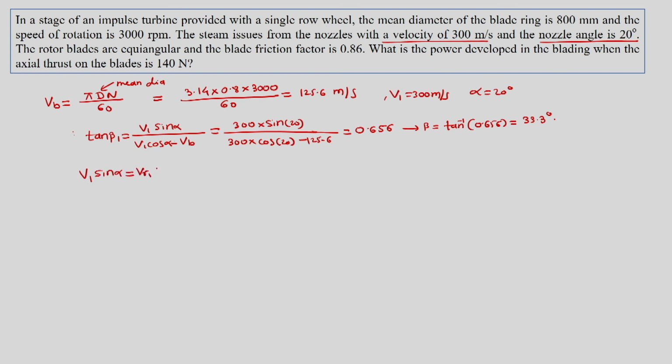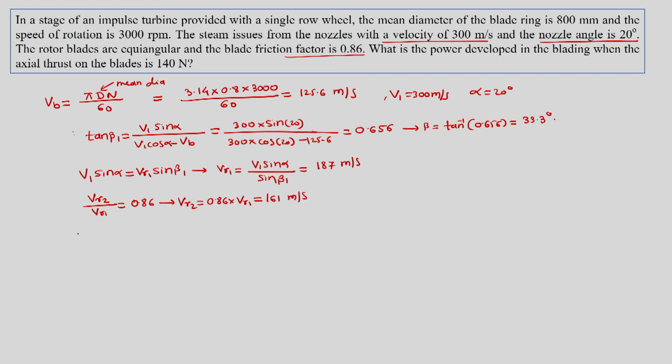Now we can make use of this beta to find out VR, since we know V1 sin alpha is equal to VR1 sin beta 1. So VR1 is equal to V1 sin alpha divided by sin beta 1, and this gives us VR1 as 187 meter per second. It is told to us that the friction factor is 0.86. So VR2 divided by VR1 is 0.86. So VR2 is equal to 0.86 into VR1, and so we have VR2 is equal to 161 meters per second.